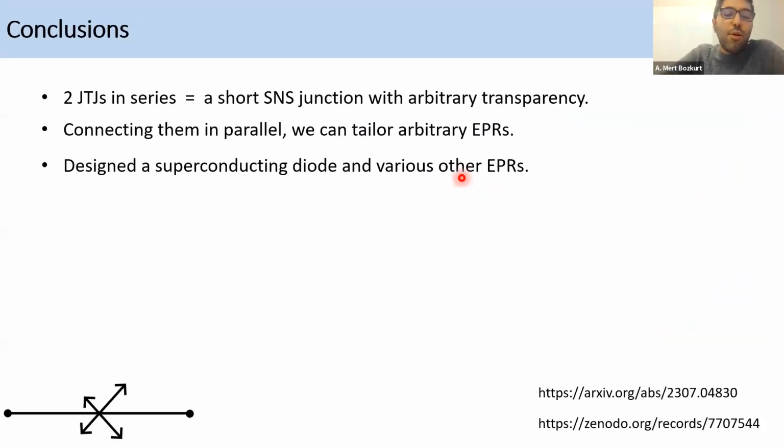So, to conclude, I showed you that if you connect two tunnel junctions in series, you get the energy phase relationship of an SNS junction with arbitrary transparency, which you can change by changing the Josephson energies of the tunnel junctions. Then if you connect them in parallel and pierce with a magnetic flux, the resulting array allows you to tailor arbitrary energy phase relationships. I showcased this by designing a superconducting diode and various other energy phase relationships.